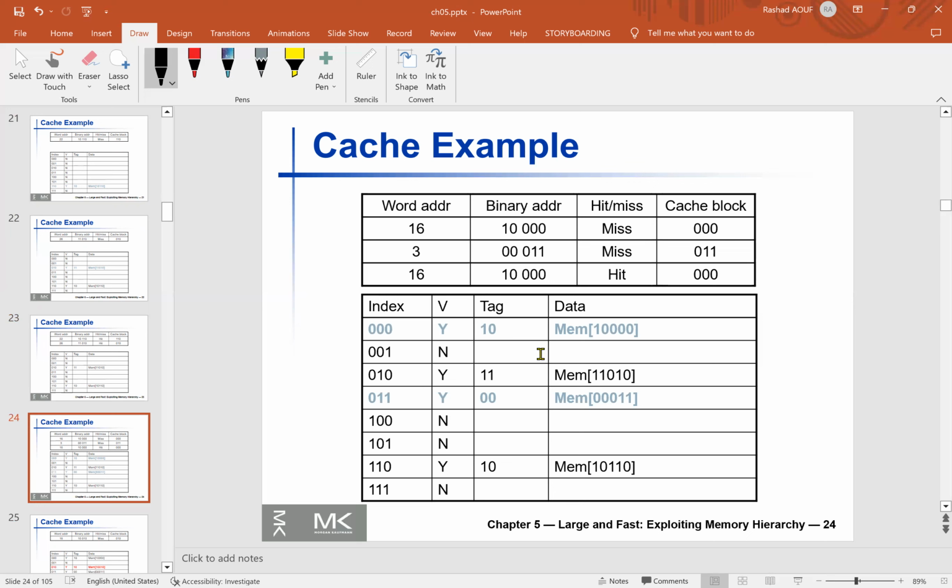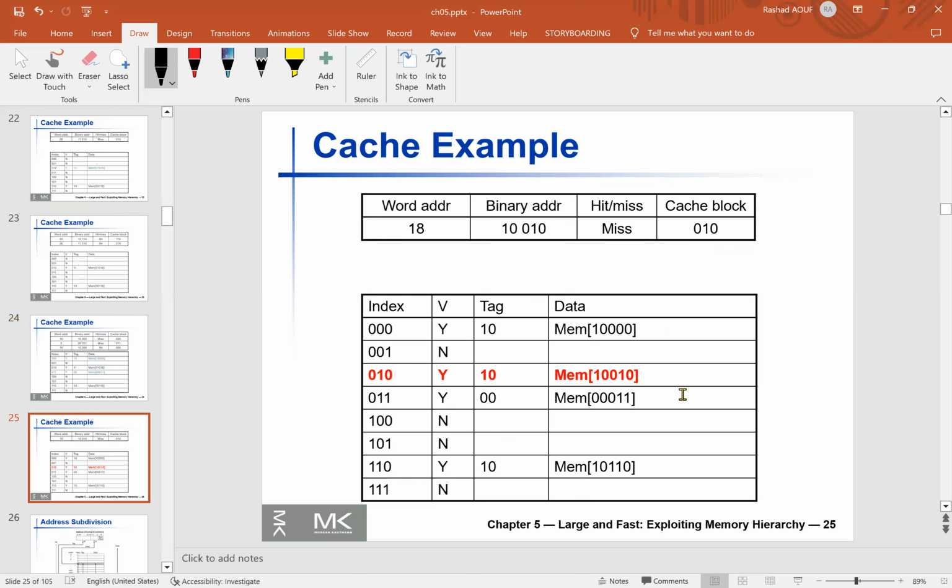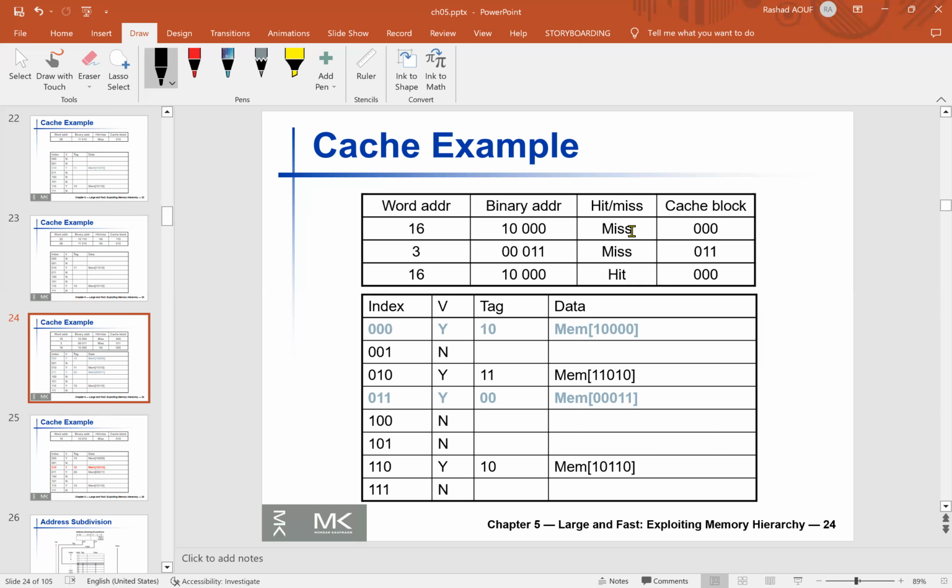When we say hit or miss, a miss means we couldn't find the data in the cache, and a hit means we find it. Now, to calculate the time to access, we include the miss penalty.